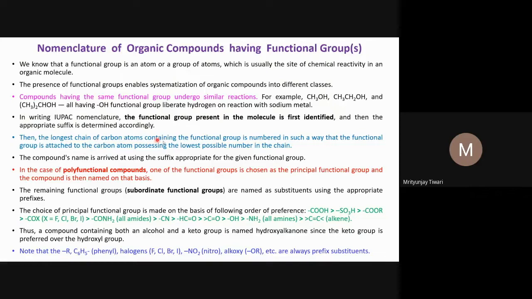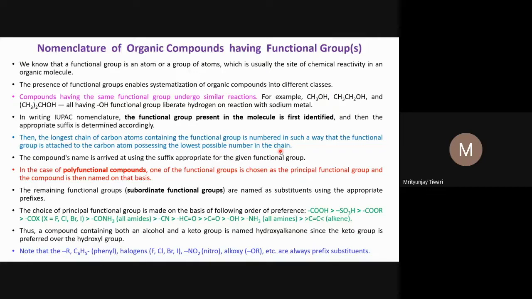Then the longest chain of carbon atoms containing the functional group is numbered in such a way. It means the carbon atom where the functional group is attached, or if the functional group itself contains a carbon atom, the numbering should also consider that carbon atom which is part of the functional group. The numbering is done in such a way that the functional group is attached to the carbon atom possessing the lowest possible number in the chain.